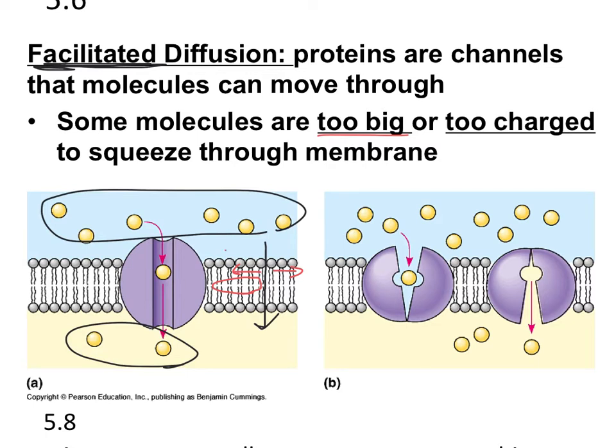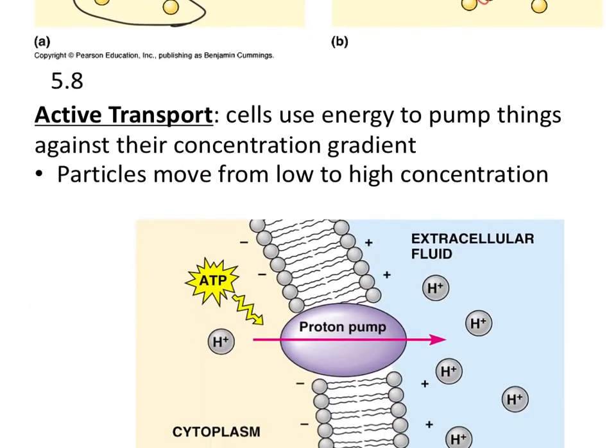What would happen is the particle would start to move in, and the little phospholipid tail would kick that particle back out. So if a particle is charged or too big, it needs a protein channel to go through. That's what's shown in both of these diagrams. Still, concentration moves from high to low. The only difference is there's a channel for which the molecule moves through.